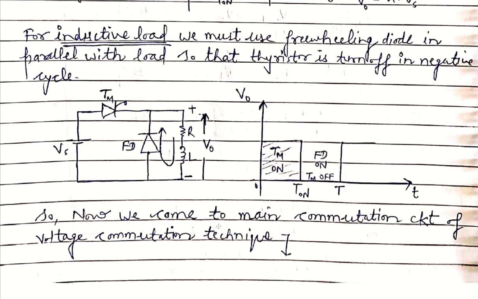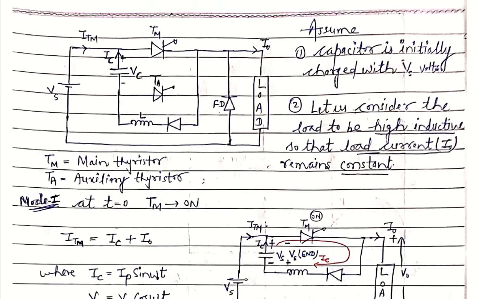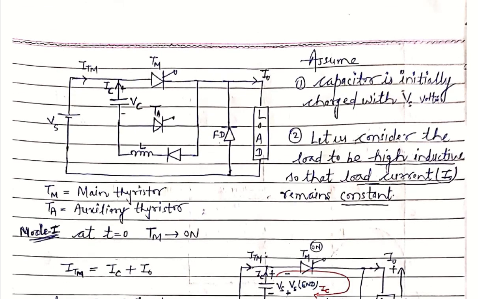Now we will come to the main commutation circuit of this class D commutation. See the topology of class D commutation. This is the circuit topology of class D commutation, in which two thyristors are there. First one is the main thyristor and second one is the auxiliary thyristor, and one capacitor, an L and a diode will be there. We supply Vs as the input DC supply to this thyristor combination, and at the output side there is a load with a freewheeling diode.